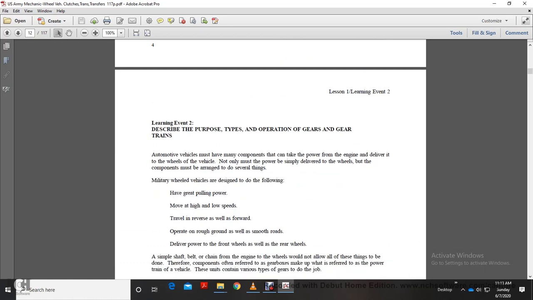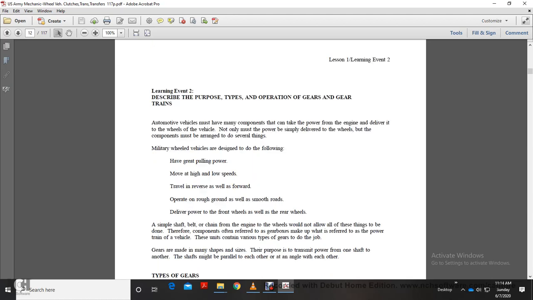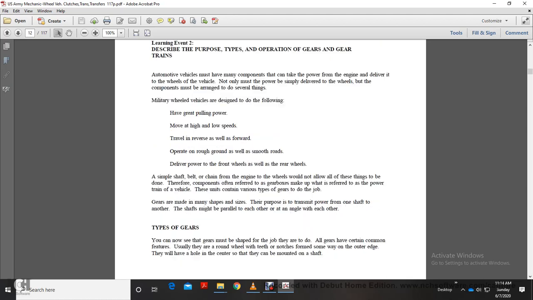An automotive vehicle must have many components that take the power of the engine and deliver it to the wheels of the vehicle. The power is not simply delivered to the wheels; the components must be arranged to meet several requirements. Military wheeled vehicles are designed to have great pulling power, move at high and low speeds, travel in reverse as well as forward, operate on rough ground as well as smooth roads, and deliver power to the front wheels as well as the rear wheels.